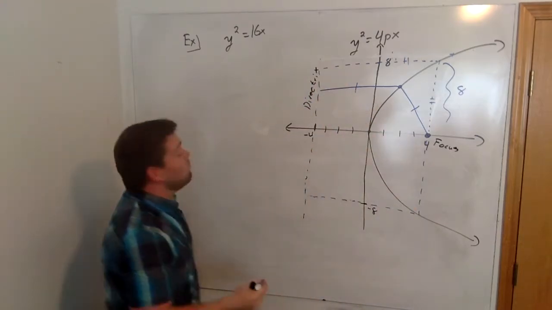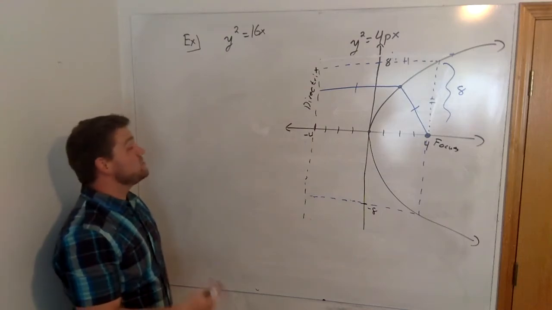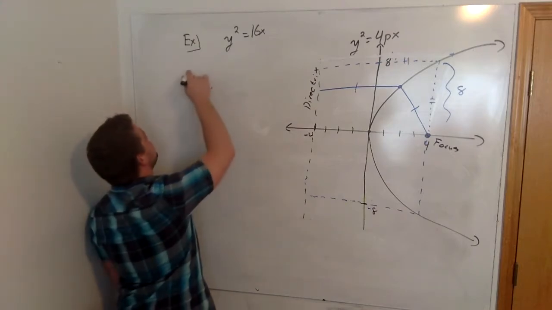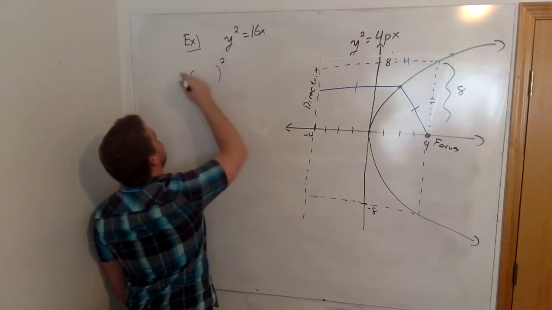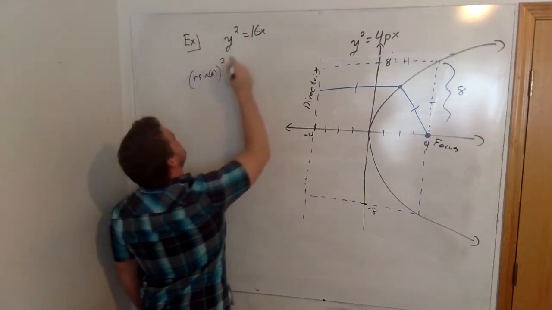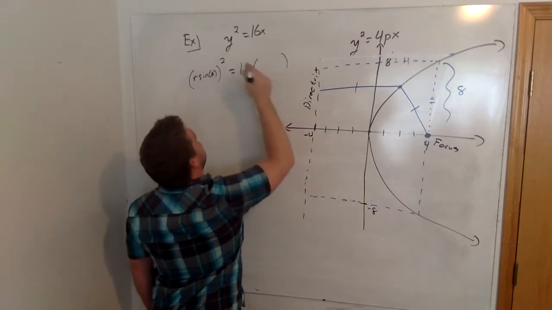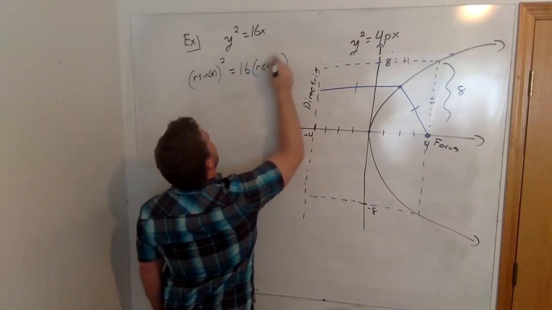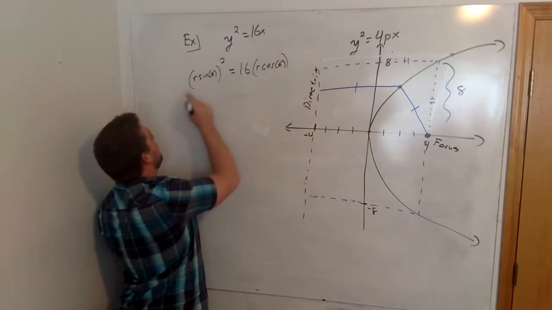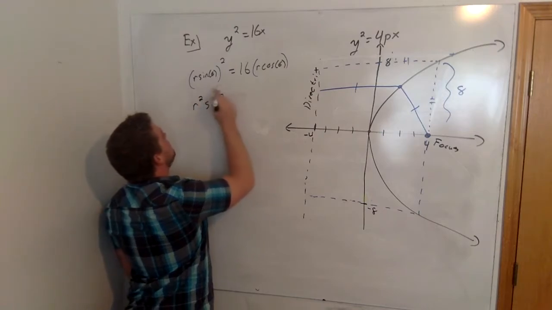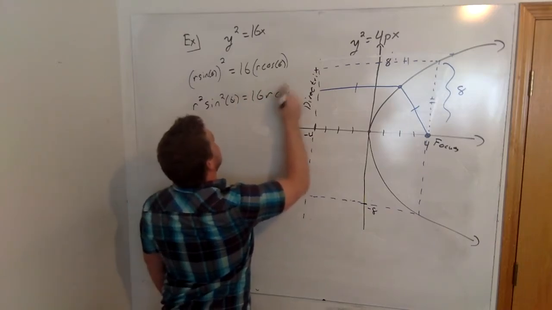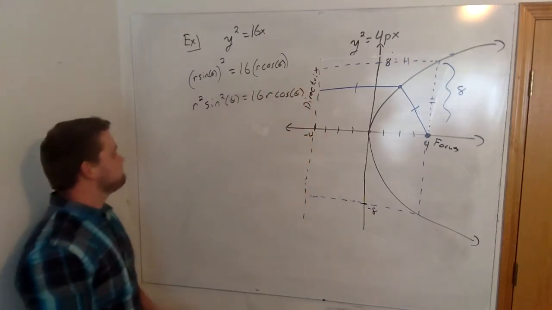What we're going to do here is replace our y's with r sine of theta and our x's with r cosine of theta. Making those substitutions, we have r sine of theta, squared, equal to 16 times r cosine of theta. Let's see what we get here. It looks like we're going to get r squared sine squared of theta equal to 16r times the cosine of theta.